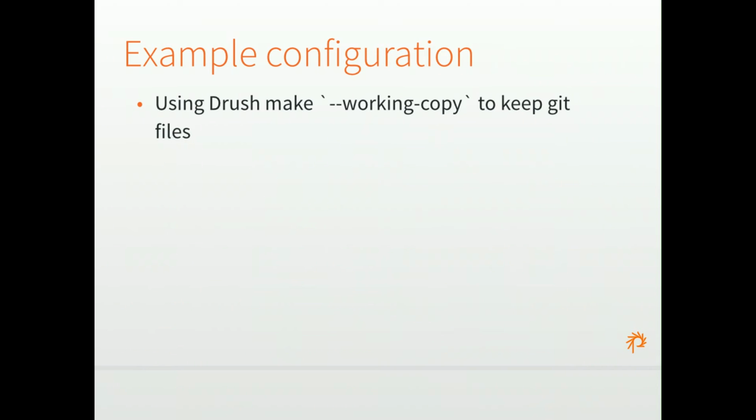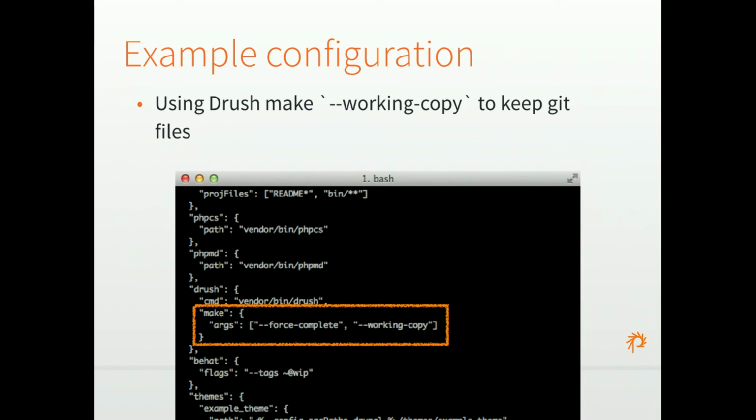So just as an example, an interesting Drush make option is working copy, which allows you to pull down modules and keep their Git files instead of throwing those away. And here's an example of what it looks like to add that as a configuration. And I also have force complete here. But this is a JSON file, and it's pretty straightforward and easy to read. There's a section on Drush, and then we have make arguments, and you can add whatever arguments you want to send to Drush make there.